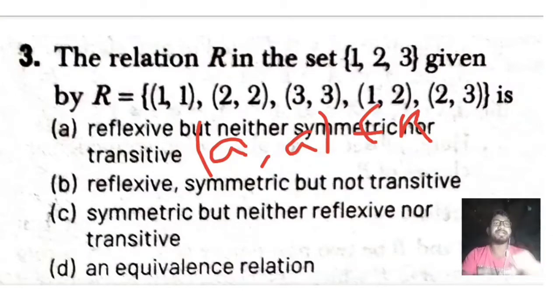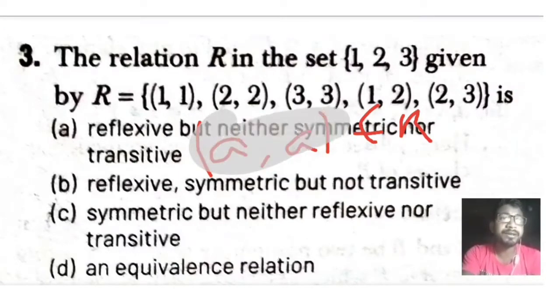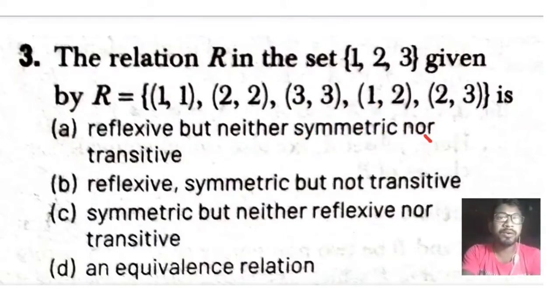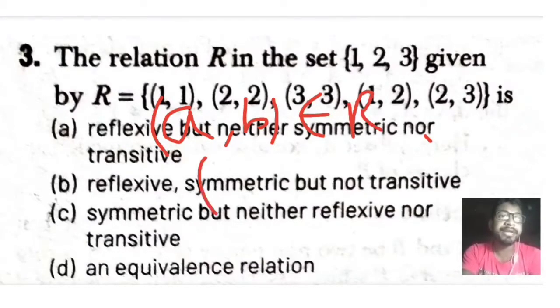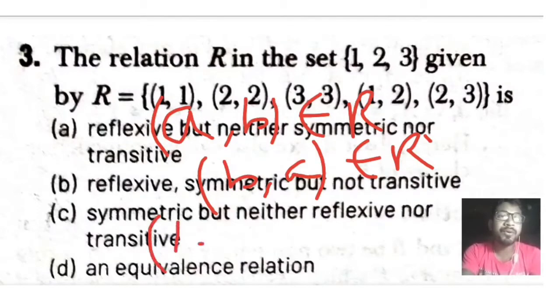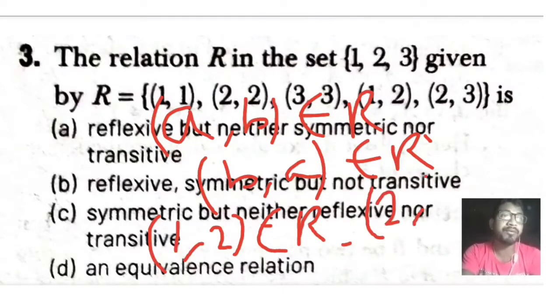Now we have to check symmetric. What is the meaning of symmetric? Symmetric means if (a, b) belongs to R, then (b, a) should always belong to R. But here (1, 2) belongs to R, but there is no element (2, 1) in the set R. So this relation is not symmetric.